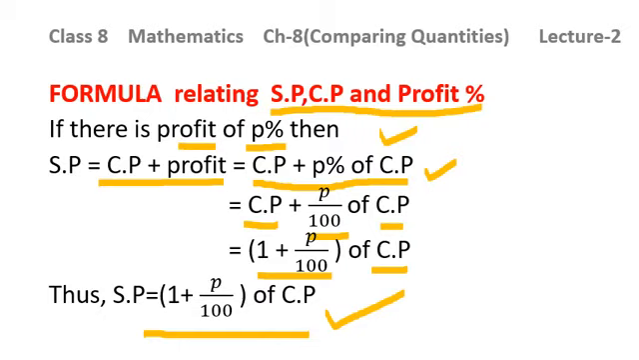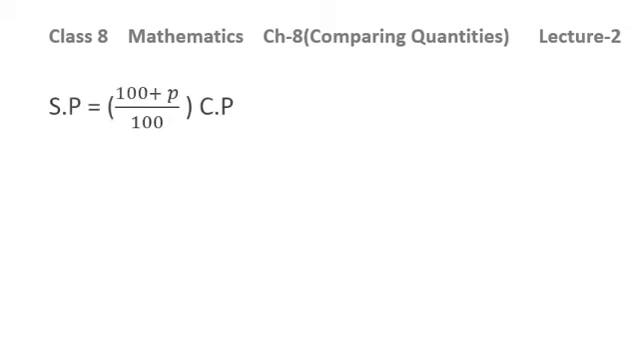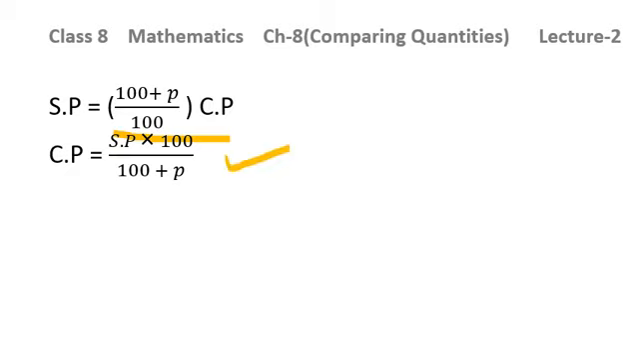Okay. After that, if I solve the bracket, I have taken the LCM here, 100. So it will be 100 plus P over 100 into CP. After that, if I need to find the formula in terms of CP, then what I need to do is this SP will be multiplied by 100 on the other side, and 100 plus P will be the denominator. So CP is equal to SP into 100 over 100 plus P. This is the formula in terms of CP. In the previous slide we have seen the formula in terms of SP.